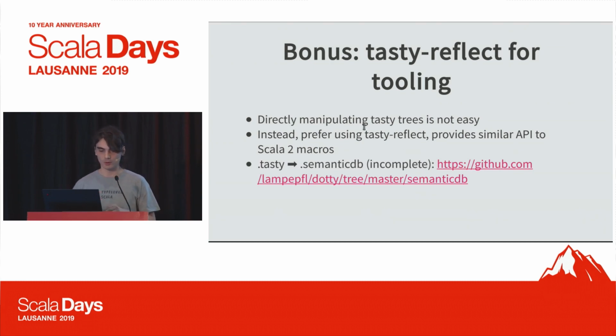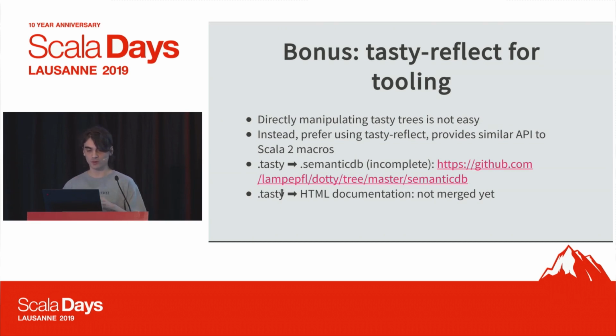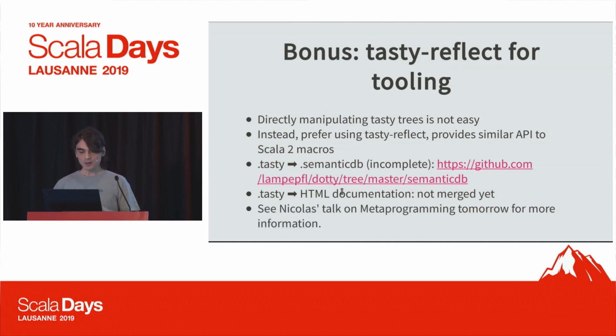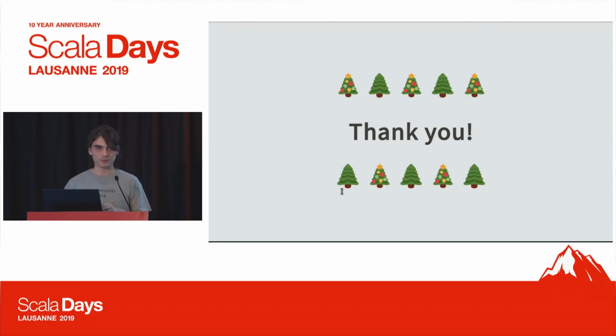And in particular, we wrote a .tasty to .semanticdb transpiler, basically, which is implemented using tasty reflect instead of as a compiler phase or something which directly reads tasty trees. And we also have a work in progress implementation which takes .tasty files and generates HTML documentation, so a Scaladoc replacement basically. And that's very interesting because if you start from .tasty to generate your documentation instead of starting from sources, then that makes documentation generation much faster because you don't have to type check your whole program just to be able to generate HTML. And for more information, you should go see Nicolas' talk on metaprogramming tomorrow. Thank you very much.